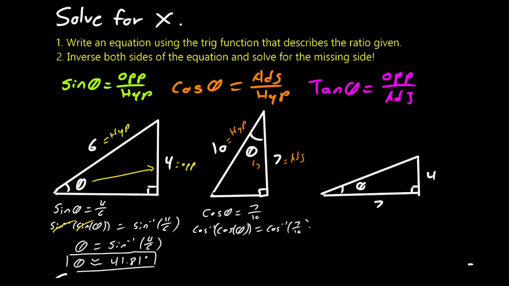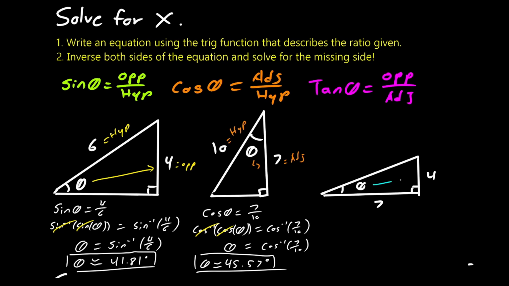Inverse cos of 7 over 10. These two cosines cancel each other out, and we end up getting theta is equal to the inverse cos of 7 over 10. And this is 45.57 degrees. So theta is approximately this much. Okay, and let's do one more.